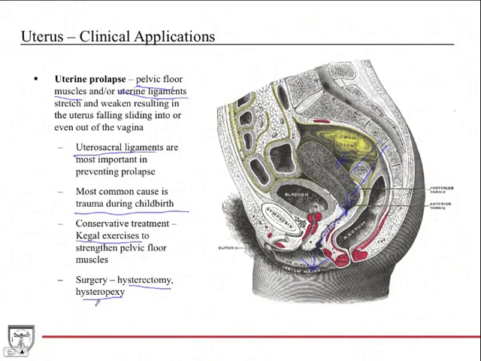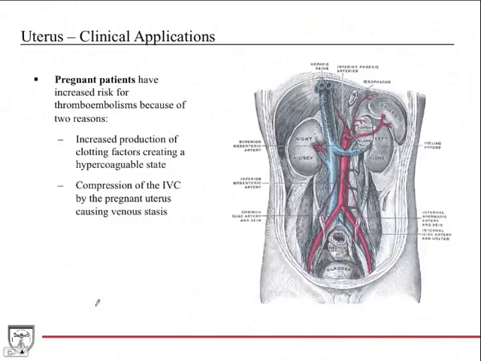If they want to try and have subsequent pregnancies, then you could try a hysteropexy. An important clinical application, with a hemostasis tie-in, is that pregnant patients have an increased risk for thromboembolisms for two reasons. One is the physiology of pregnancy, with increased production of clotting factors. That gives you a hypercoagulable state. So a pregnant patient is considered to be in a hypercoagulable state.